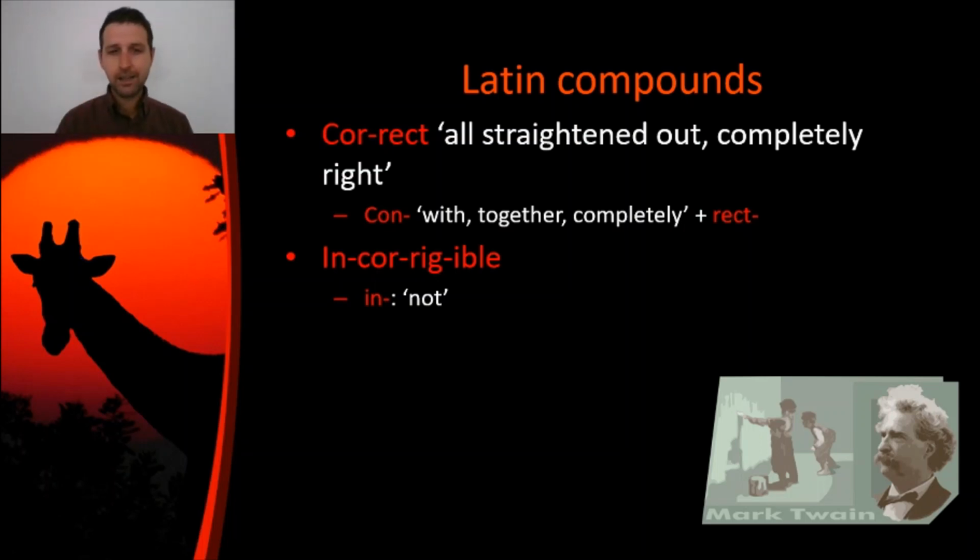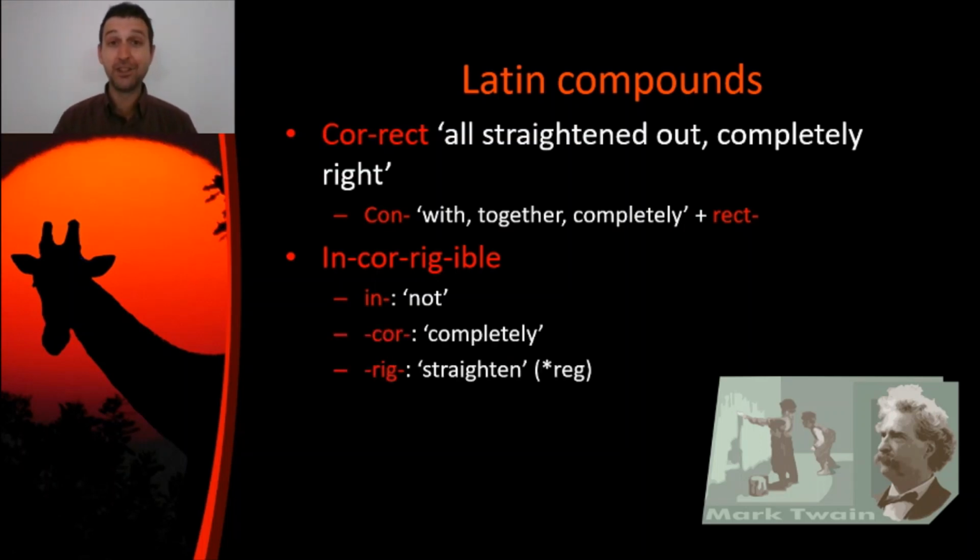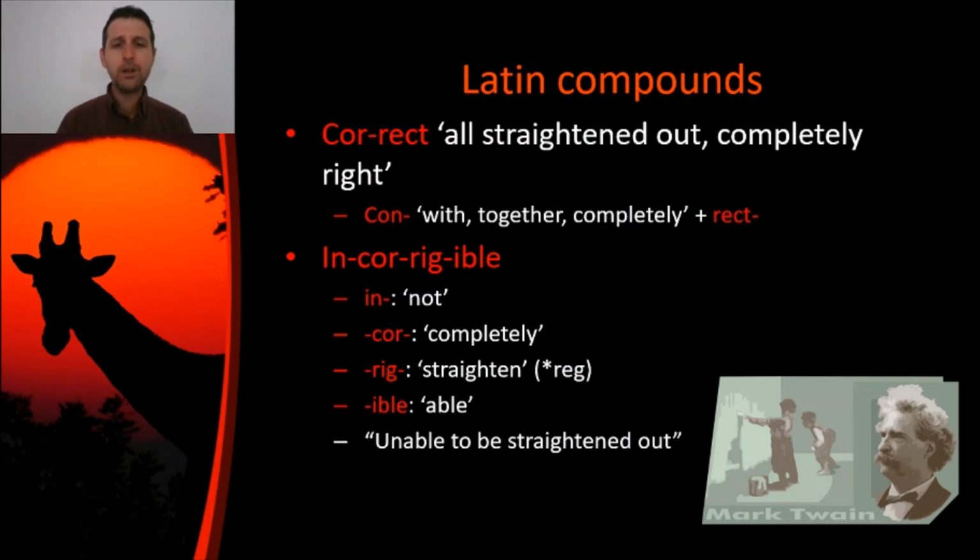So in is not, cor is con, that's the same con we were looking at. Rig is actually just the reg root that's hiding a little bit here in the middle. Notice the E in the reg root has changed to an I in this particular instance. That's a normal thing that happens in Latin, so don't worry about it. And then the able part is actually just able. So when you put all 4 parts of this word together, or all 4 morphemes, if you know linguistics slang here, then what all this means is unable to be straightened out. That's really what this word means.